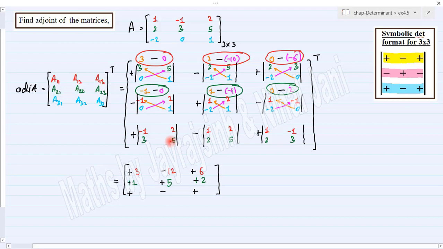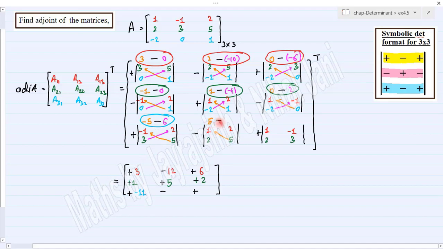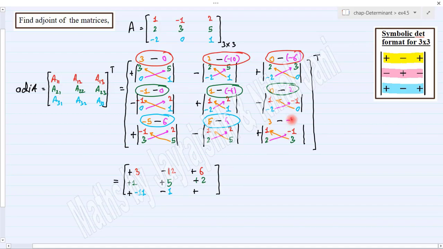And in first element of last row will be 5 minus 1s are minus 5 minus 3 2s are 6. So this will become minus 11. Then 5 1s are 5 minus 2 2s are 4. So 5 minus 4 will be 1. Then 3 1s are 3 minus 2 minus 1s are minus 2. So 3 plus 2 will be 5.